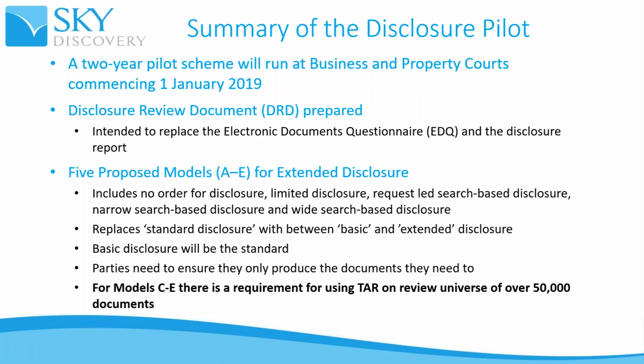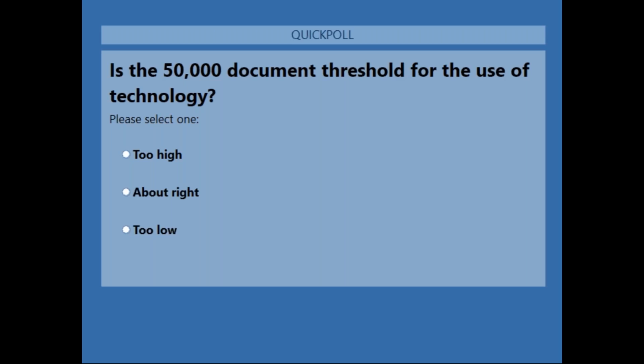I'll put a poll up now to get some feedback on what you think about the parameters being set here. Is the 50,000 document threshold for the use of technology too high, about right, or too low? I'll leave that open for a couple of moments. We're still getting plenty of results in, so I'll leave it open a little bit longer.